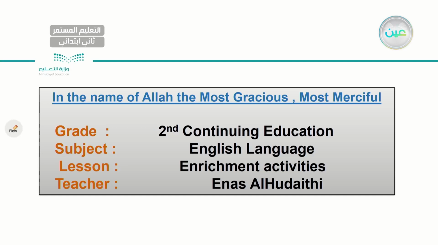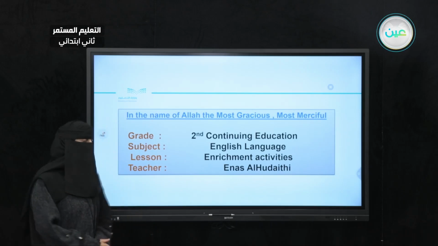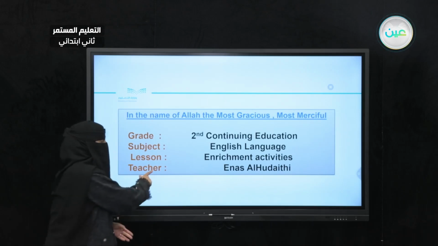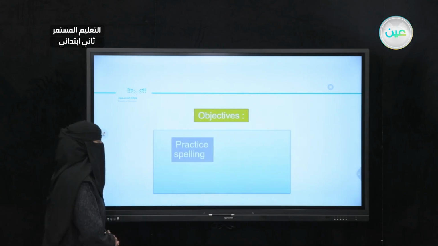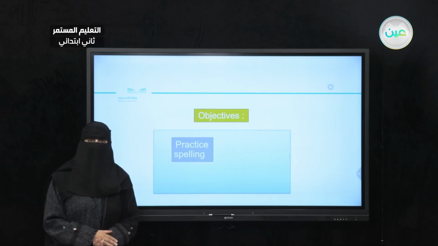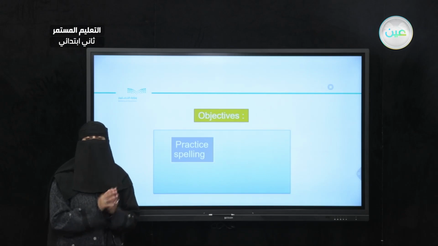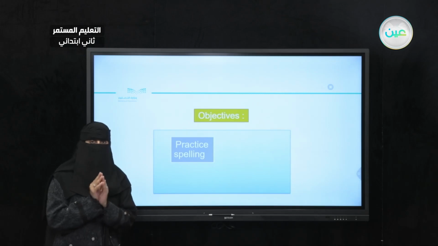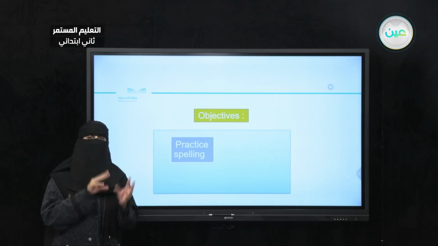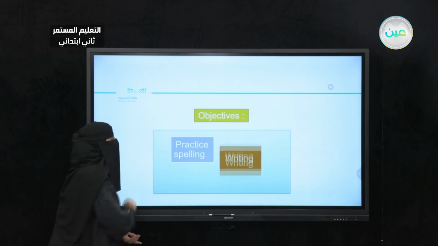So these enrichment activities aim to add more information and more knowledge to the one we already have. This is for the second year. So by the end of this lesson, inshallah, we will practice spelling, how to spell letters and how to spell words. I will give you some examples. For example, I will give you a word that misses one or two letters, or I will give you a word with the letters mixed up and I will ask you to rearrange these letters.